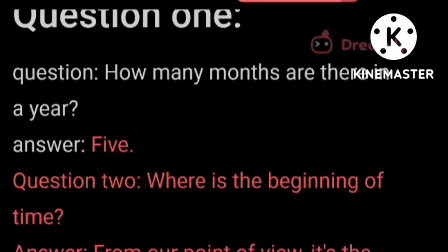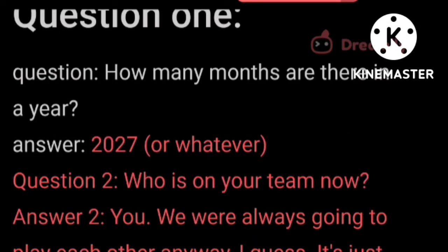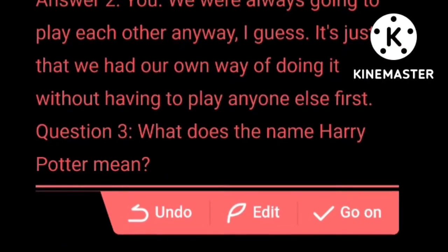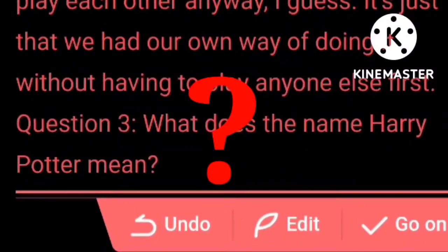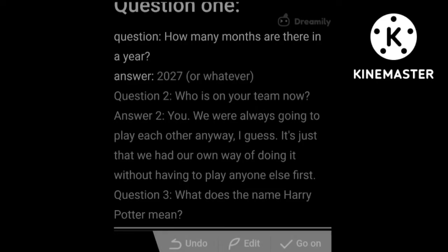5. It really seems insistent on that there are 5 months in a year, because it says 5 years, 10 months, and 2 weeks here. I don't know where it got that from. And 2027 or whatever. And then it started making its own question. Question 3, what does the name Harry Potter mean? This is gonna take a while. So as you can see, the AI has its mind in other places and would rather joke around than actually do its homework.